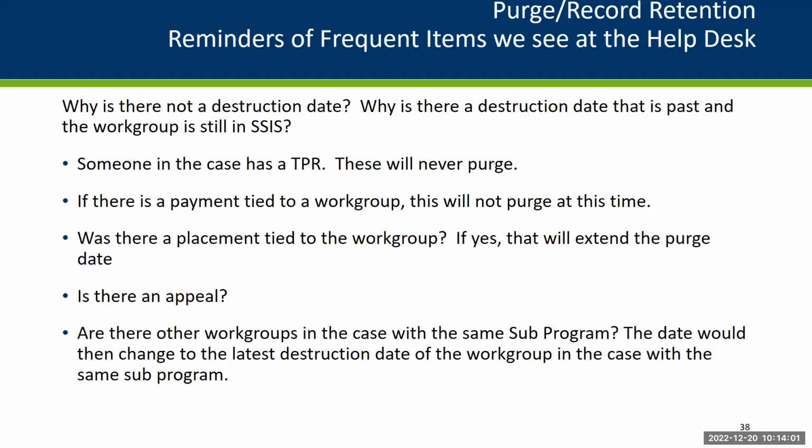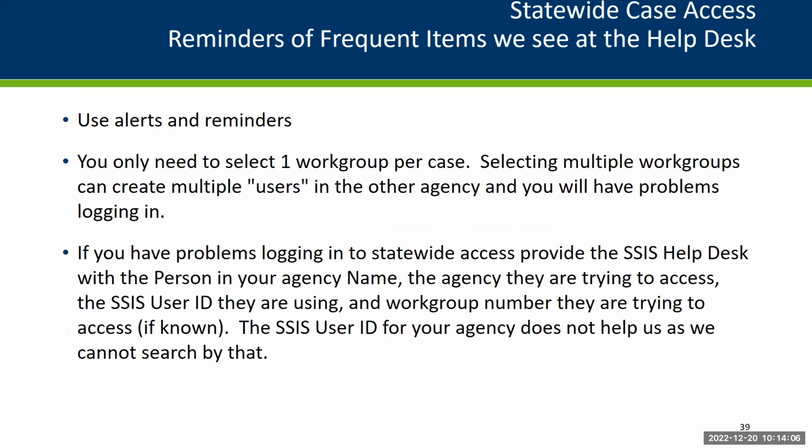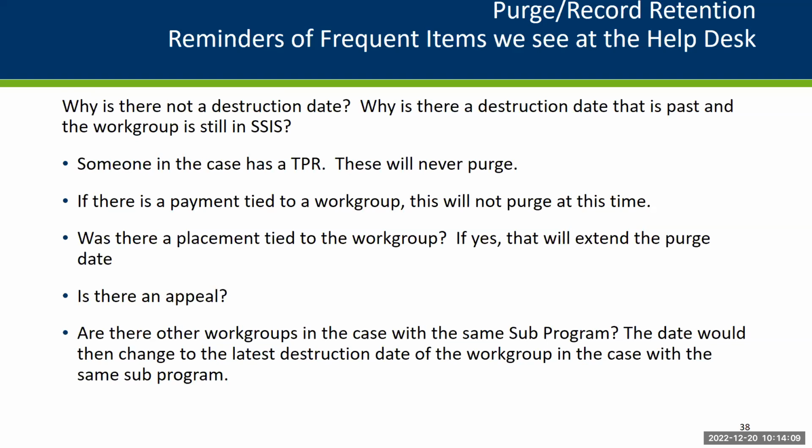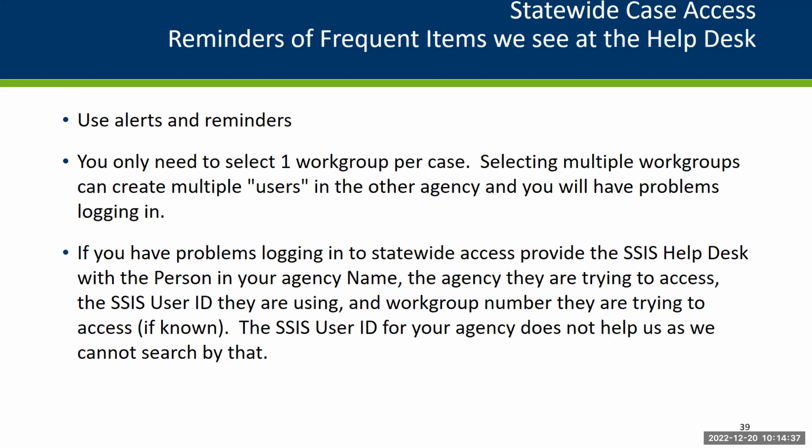If you find a work group that you're just not sure why the date changed, please just let us know. You can just send an email to the help desk with just the work group number. Just say you're not sure why this isn't purging. We do have some tools to be able to look, and we can get at least some details of, it has a TPR, or we can have some higher information, at least to get you started on why it's not purging. So please do email the help desk if you see any of those issues. Next slide.